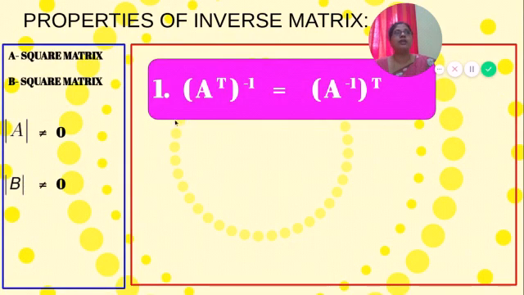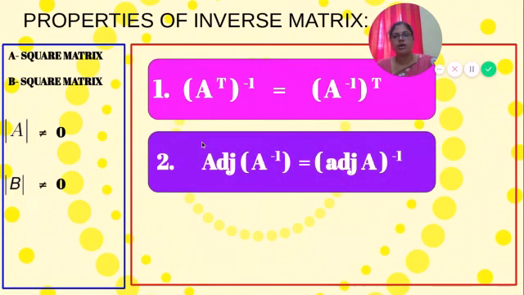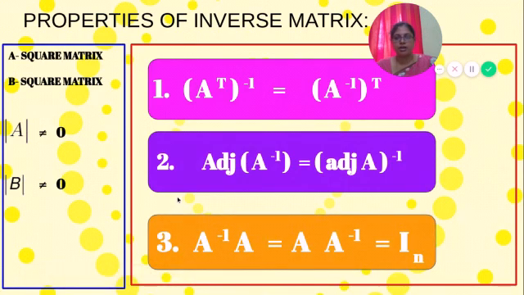So the first property is, here A is a square matrix, B is a square matrix, and A and B are non-singular matrices, that is modulus of A is not equal to 0, modulus of B is not equal to 0. The first property is A transpose the whole inverse is equal to A inverse the whole transpose. The second property is adjoint of A the whole inverse is equal to adjoint A the whole inverse. The third property is A inverse into A is equal to A into A inverse is equal to In.